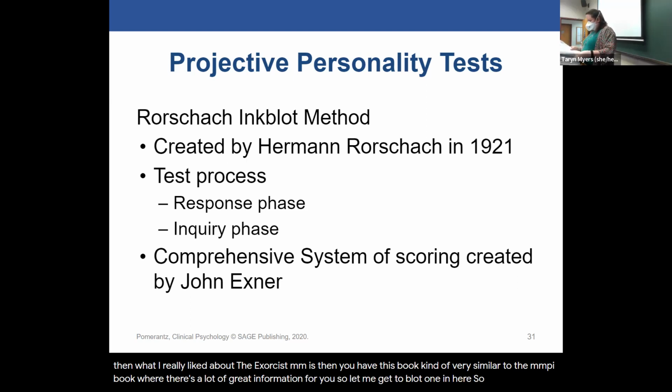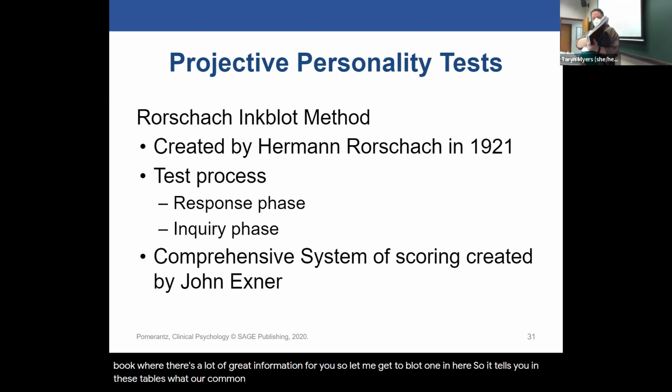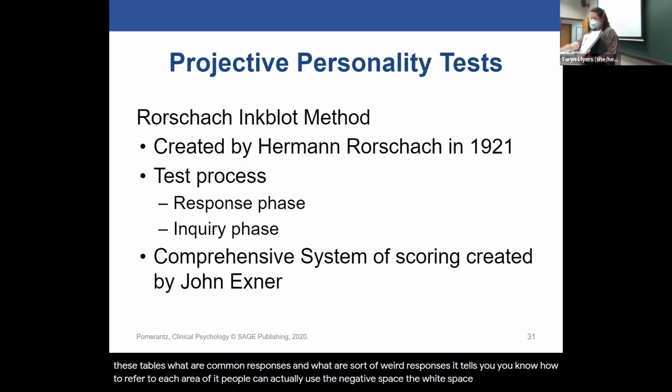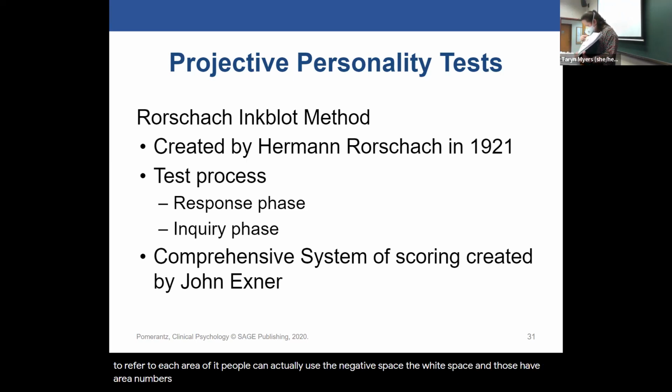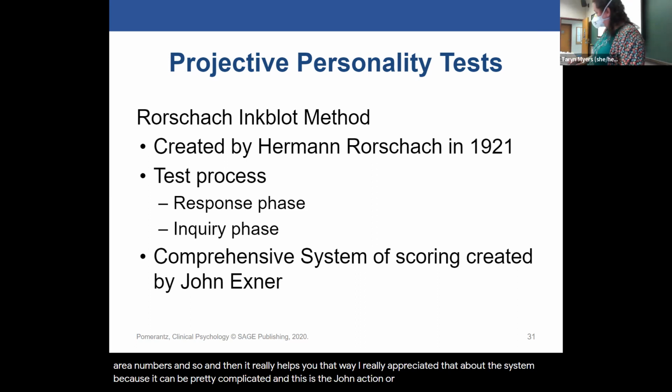So it tells you in these tables what are common responses and what are sort of weird responses. It tells you how to refer to each area of it. People can actually use the negative space, the white space, and those have area numbers. And then it really helps you that way. I really appreciated that about the system because it can be pretty complicated. And this is the John Exner system.